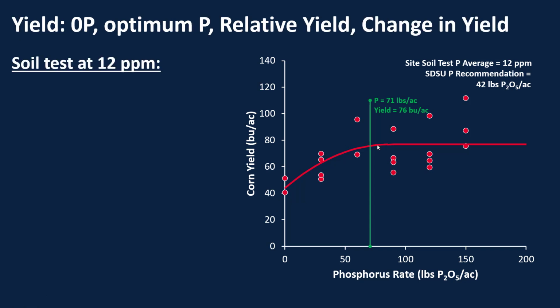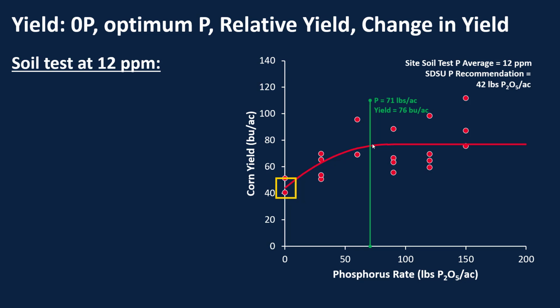So here at this site, we have a soil test that was 12 parts per million in this field. And we put down phosphorus fertilizer from 0 to 150, 160 pounds per acre, and you just kind of see how yield responds as it goes up. And eventually it's going to flatten out, and here we flattened out at about 60 pounds per acre and required about 71 pounds of phosphorus to get there.